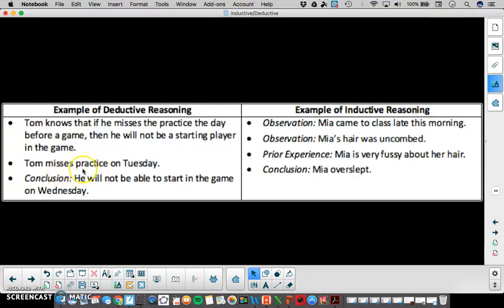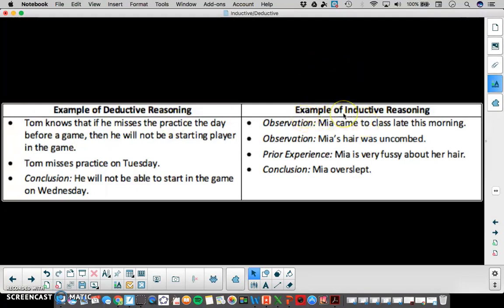And we have then a very specific case. He missed practice on Tuesday. It's very specific. So our conclusion is therefore a very specific conclusion based on the case that we're dealing with. He will not be able to start on the game on Wednesday.